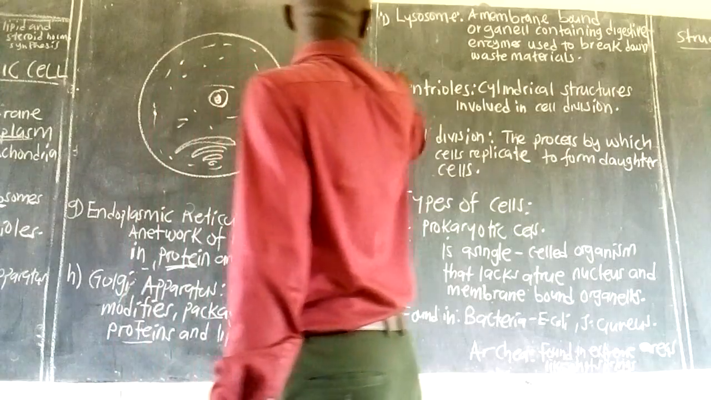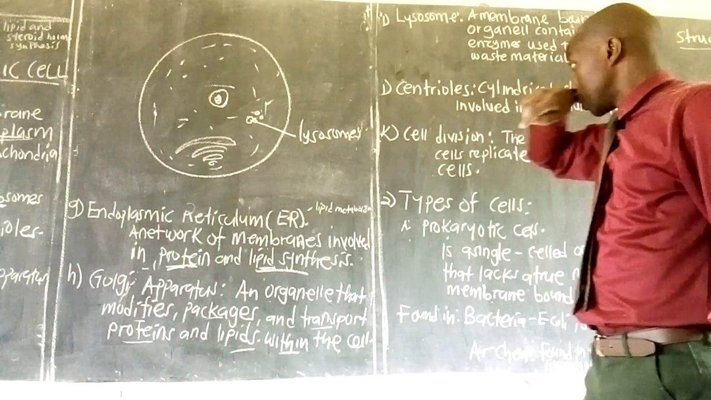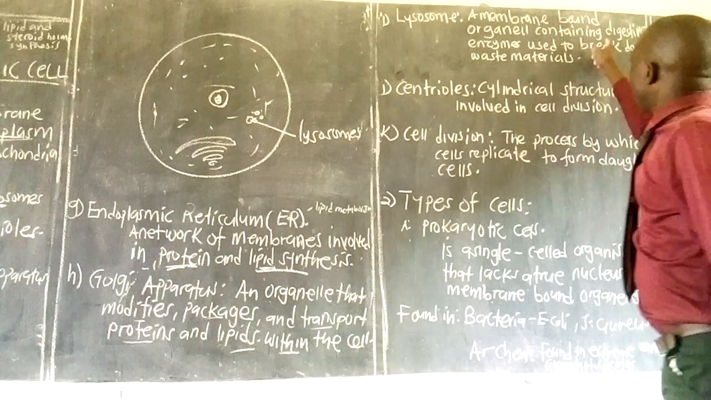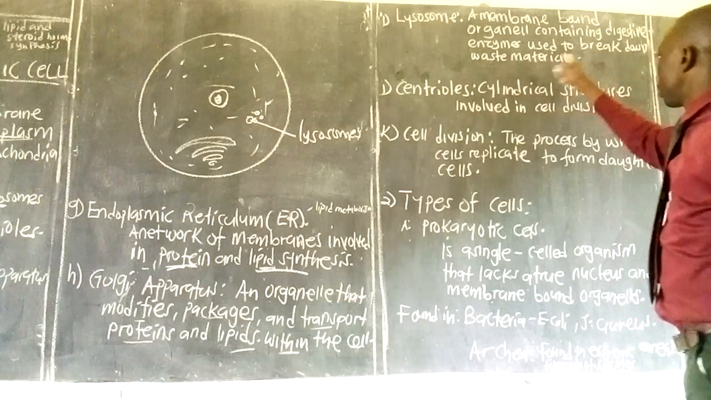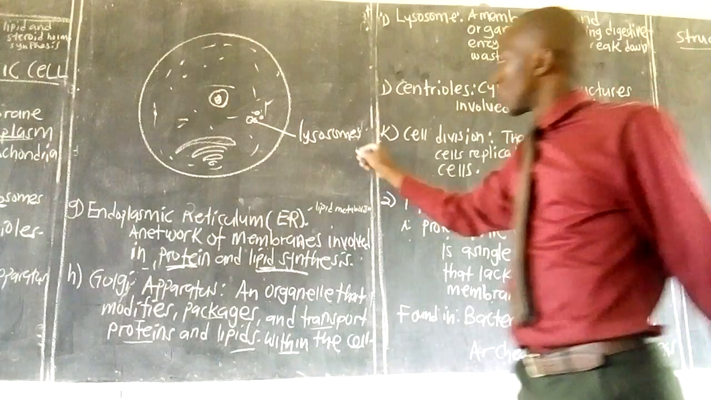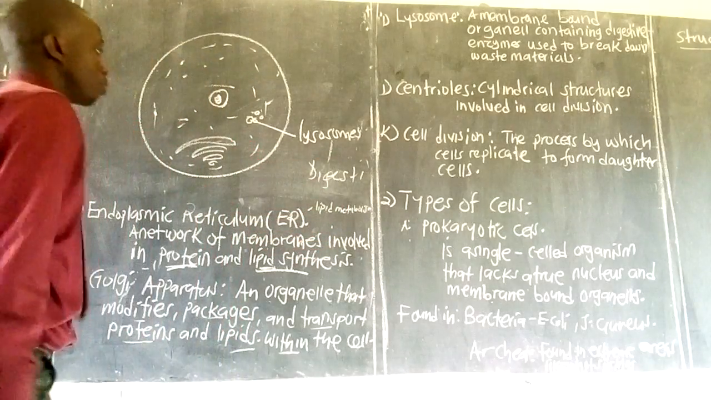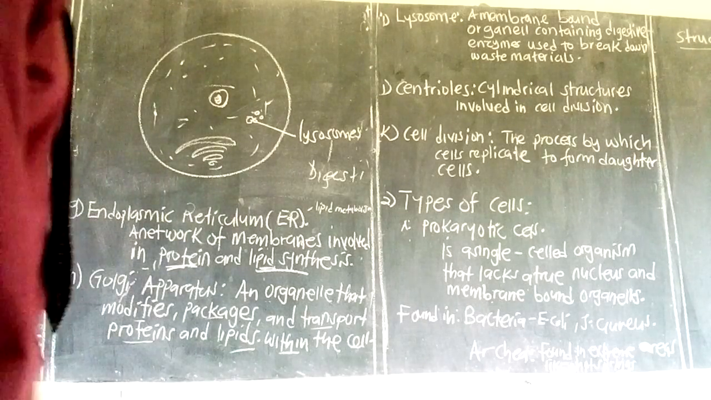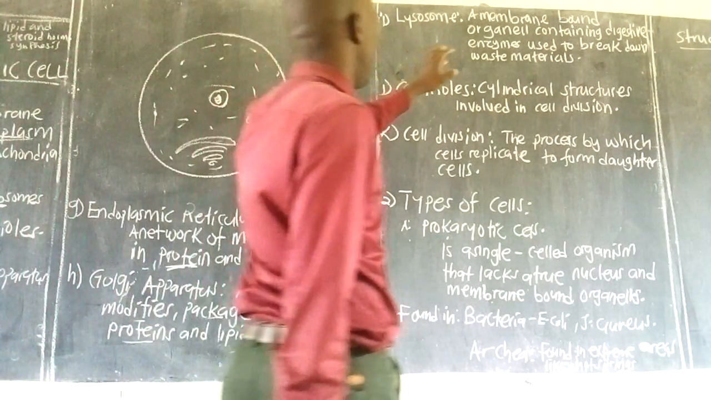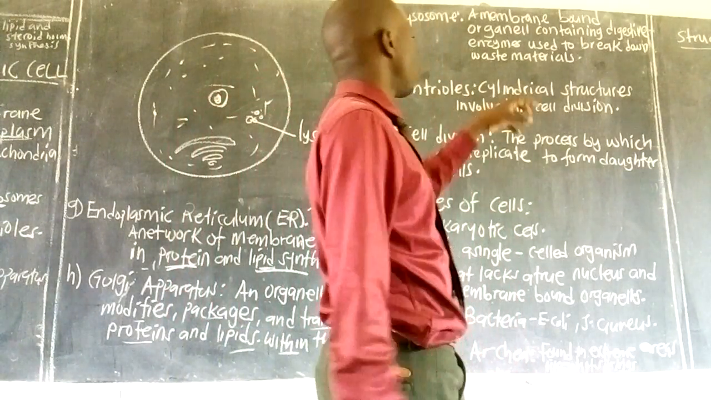So the lysosomes are membrane bound, meaning they are also found inside the plasma membrane, and they contain digestive enzymes used to break down waste materials. So it has what we call digestive enzymes that break down waste materials. That is the lysosomes. Next, we shall talk about the centriole.